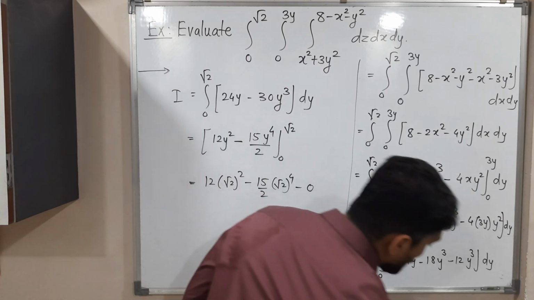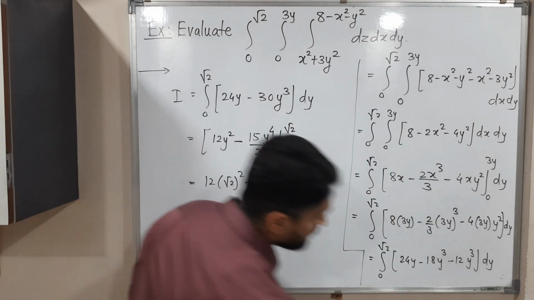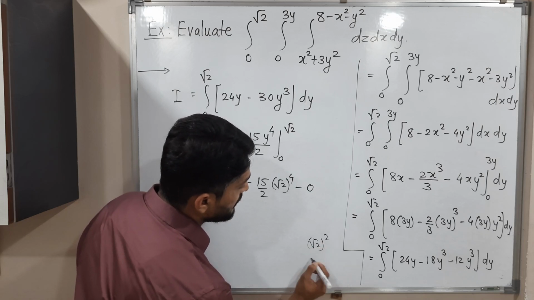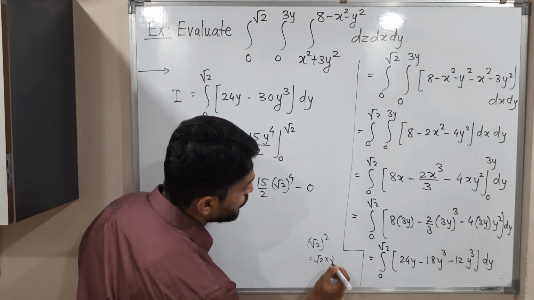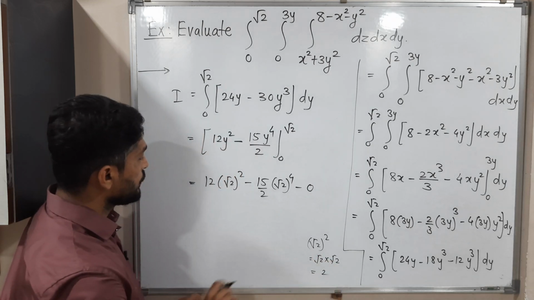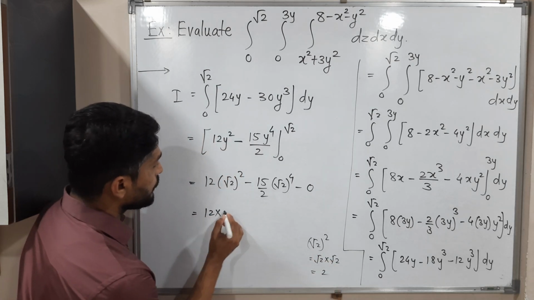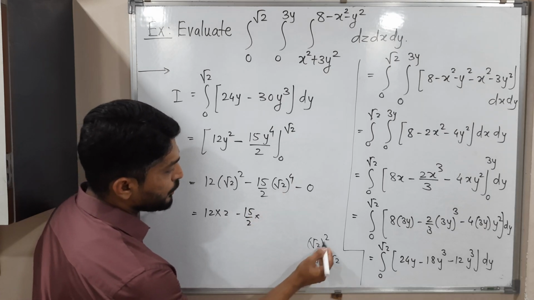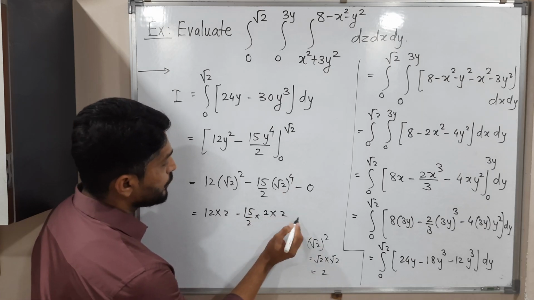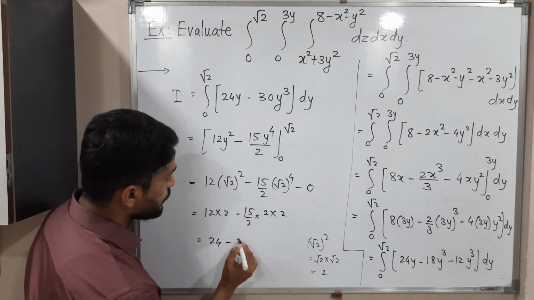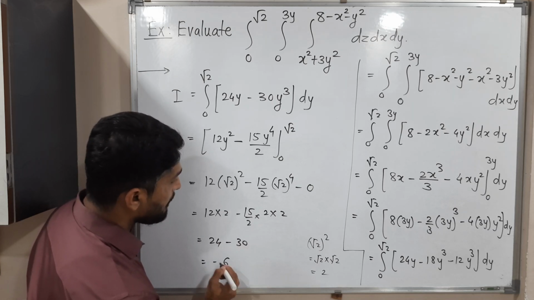Root 2 raised to 2, okay, I will show you. Root 2 raised to 2, it means root 2 into root 2, which is 2. Getting? So it is 12 into 2 minus 15 by 2. Root 2 raised to 4 means same, root 2 square into root 2 square, so 2 into 2. So this is 24, 2 to cancel, minus 15 into 2, 30. So the answer is minus 6.